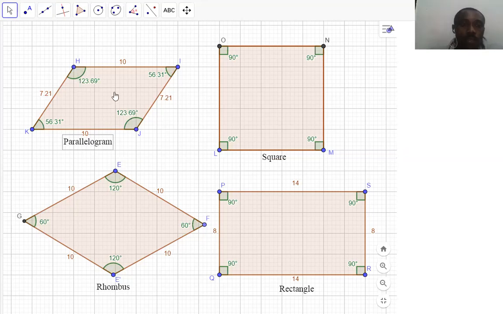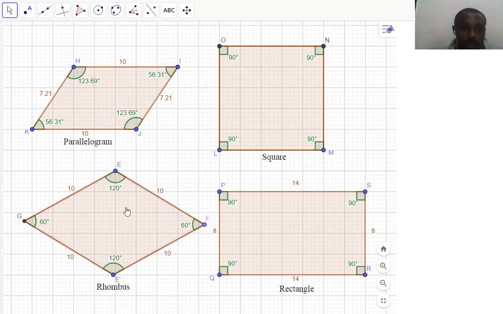So we said the opposite sides are parallel. You can see this side, HI is parallel to side KJ, and side KH is parallel to side JI. And one more thing you have to observe is that the lengths of the opposite parallel sides are equal, and opposite angles are also equal. Can you see that? Good. Next, we have a rhombus.